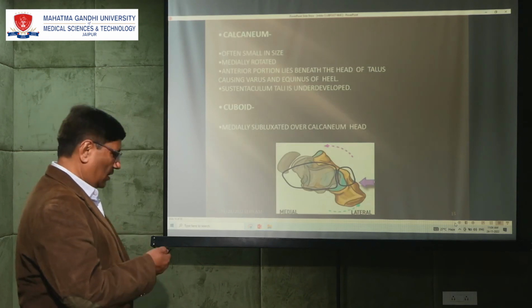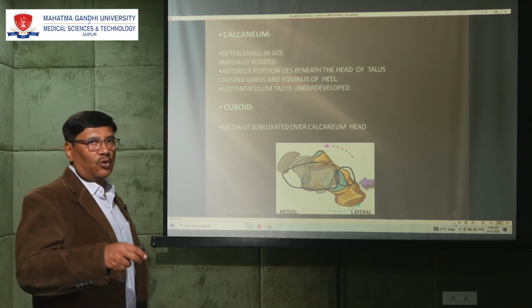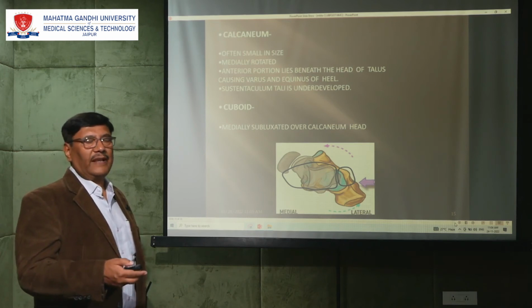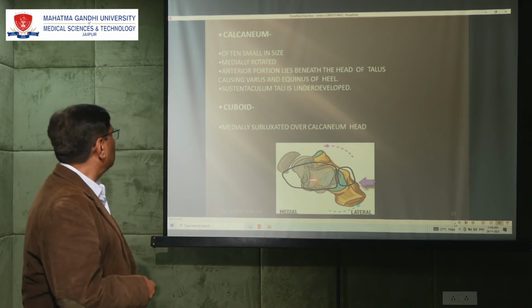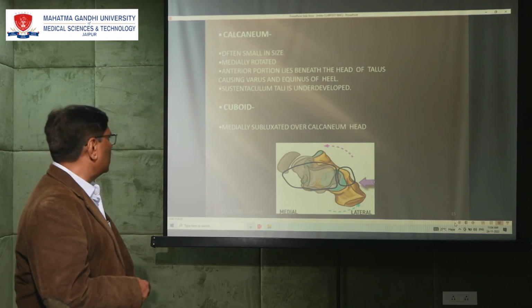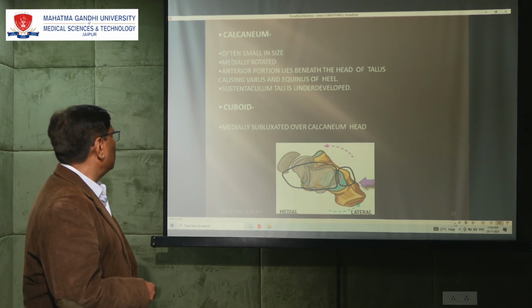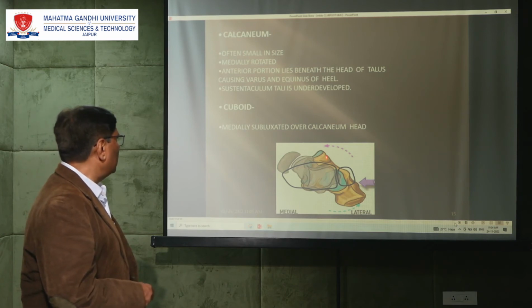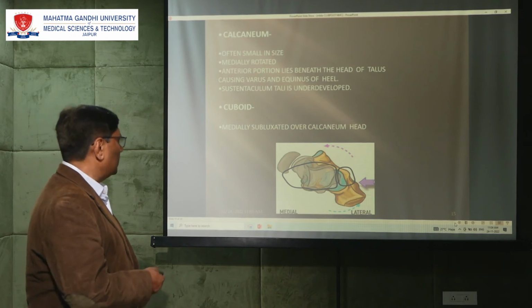Then the calcaneum. The calcaneum bone also becomes small. All the bones are smaller than the normal size, with the result that the whole foot is smaller as compared to the normal side. Calcaneum is also medially rotated, and its anterior portion comes to lie beneath the head of the talus, and it gets locked there, resulting in varus and equinus deformity. The cuboid bone, which is articulating with the anterior end of the calcaneum, also gets subluxated over the calcaneal head.